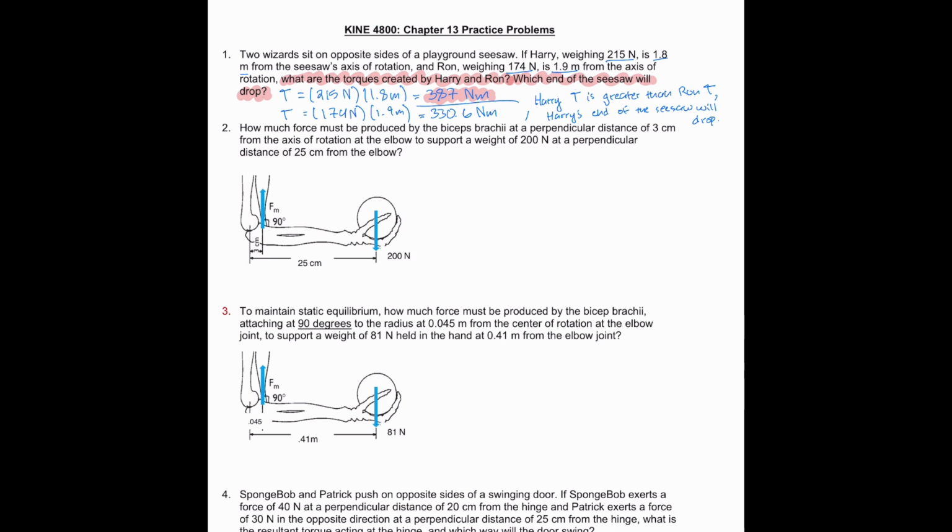In this case, the first part of the question is already asking us what we need to find. Our end goal is to find how much force is produced by the biceps brachii, and everything else we are already given. We're talking about leverage systems here. So let's start off by writing down what we already know, so our knowns.